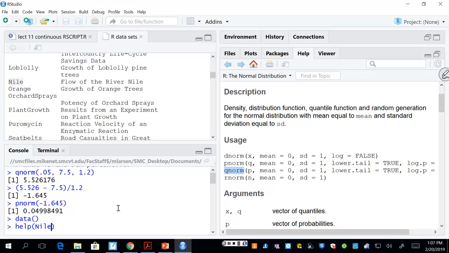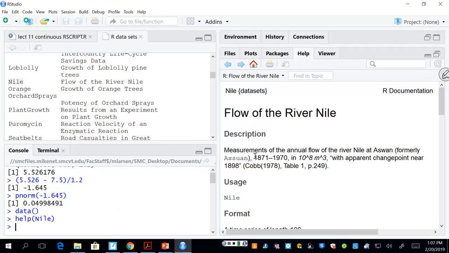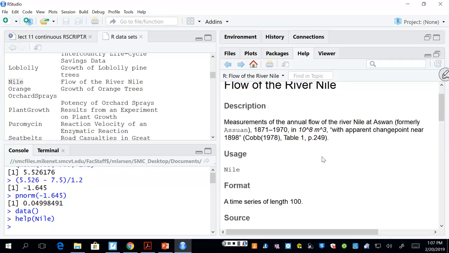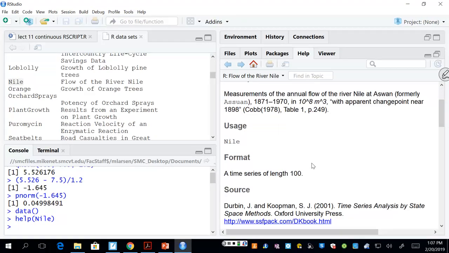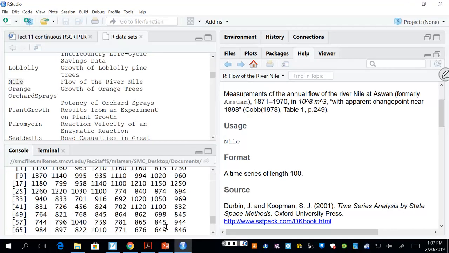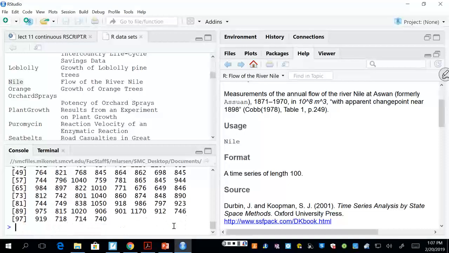So these data sets have little health files. These are measurements of the annual flow of the River Nile at the Aswan Dam between 1871 and 1970, in 10 to the 8th cubic meters. It's a big river. So, it's actually a time series of length 100. So there's really more interest than just the values. But here are the values, all these different values of flow.